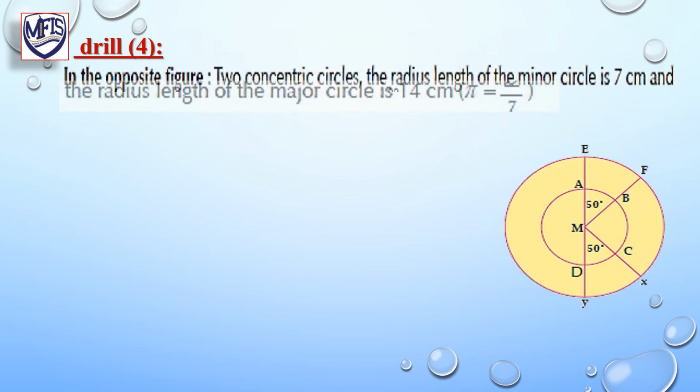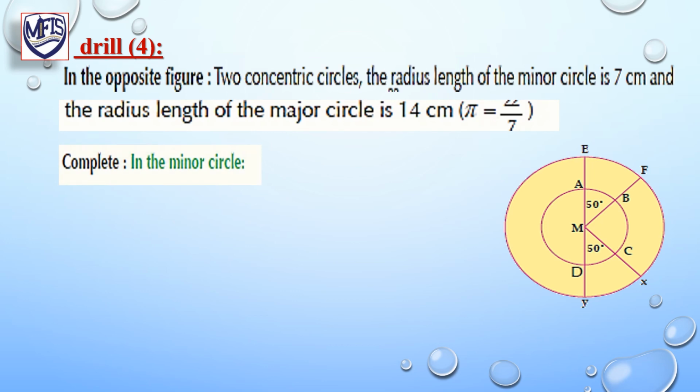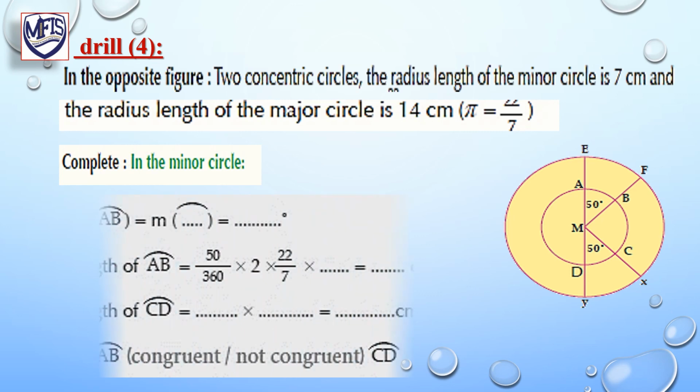Drill number 4. In the opposite figure, two concentric circles. The radius length of the minor circle, meaning the smaller circle, is 7, and the radius length of the major circle, meaning the greater circle, is 14 centimeters, where pi equals 22 over 7. Complete using the smaller circle. Okay, now stop the video, solve the problem, then check your answer.